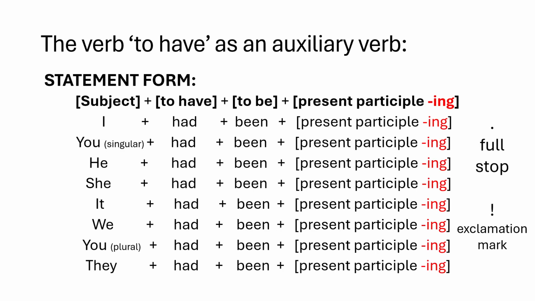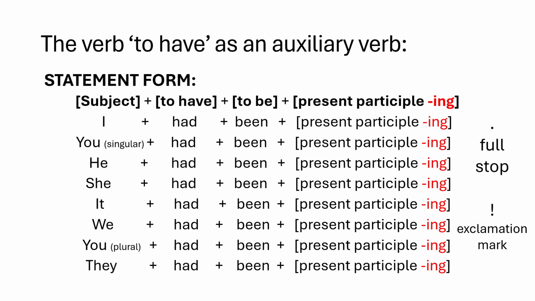The structure of a statement follows this form: subject plus the verb to have conjugated in the past perfect continuous tense, plus the past participle of to be, been, plus the present participle verb, which ends with the suffix ing. The punctuation at the end of a sentence is a full stop for a statement and an exclamation mark for an exclamation.